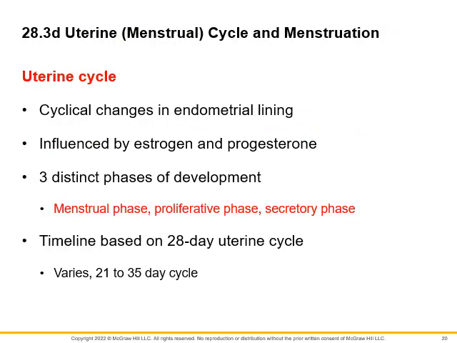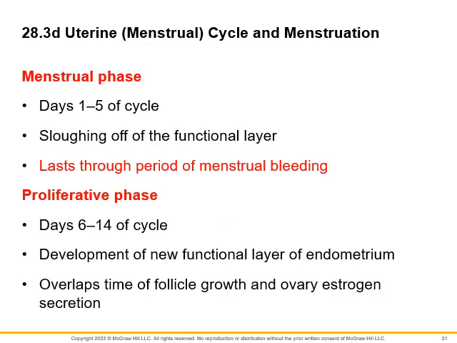Uterine cycle, most of us can look at these phase names and probably figure out what's going on, right? There's a menstrual phase, there's a proliferative phase, and there's a secretory phase. So we usually base this on a 28-day cycle, but remember, everyone is a little bit different. Some people have shorter cycles, some people have longer cycles. So the menstrual phase is the first couple of days. This is when you're actually bleeding.